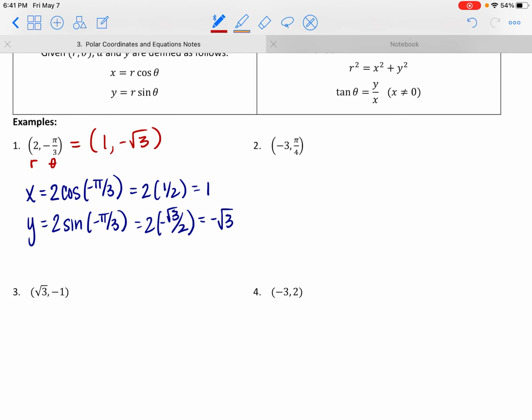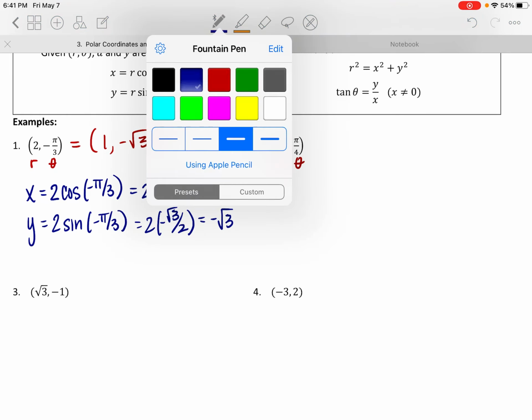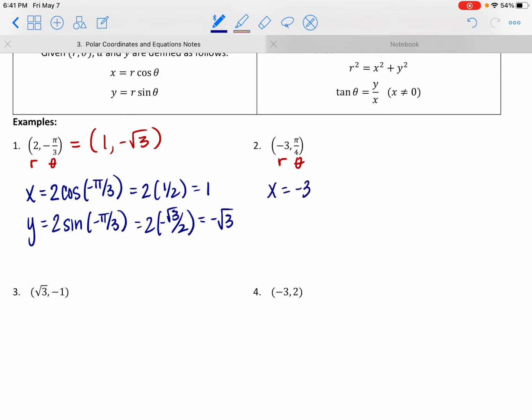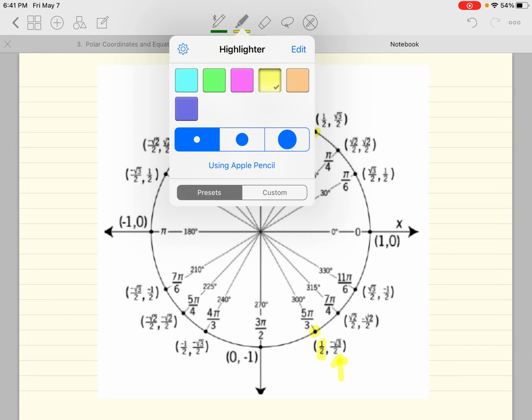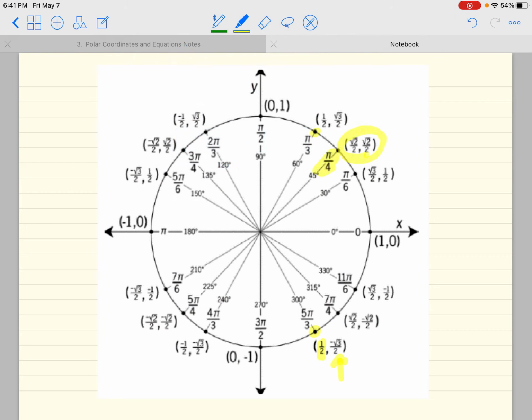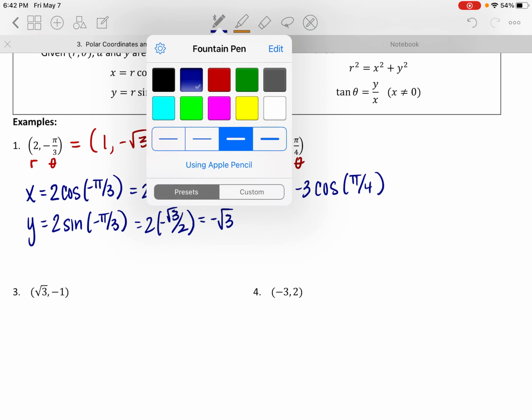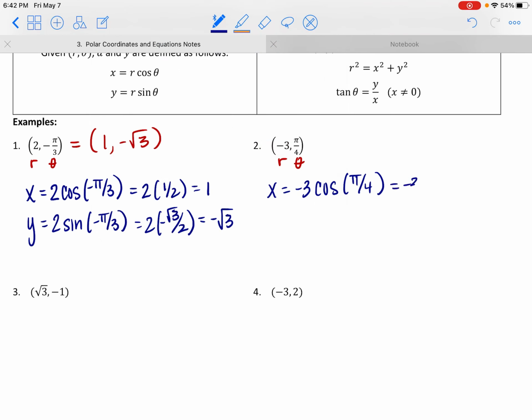Let's try it again. This one I think is a little easier. Again, I know this is a polar coordinate because this is an angle here, so this is going to be a radius. So x is the radius times the cosine of our angle. Pi over 4, I know that one, but let me just show you. So pi over 4 is here. That is a sine and cosine of radical 2 over 2. That's kind of nice. So here, cosine of pi over 4 is radical 2 over 2. So this is negative 3 times radical 2 over 2, which makes it negative 3 radical 2 over 2.